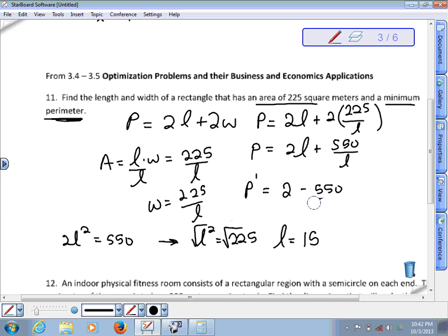So when the length is 15, we have to go back and find out what the width is. The width is equal to 225 divided by the length, but if the length is 15, 225 divided by 15 is also 15, so the width is equal to 15. So the length and width of a rectangle with minimum perimeter is a square.